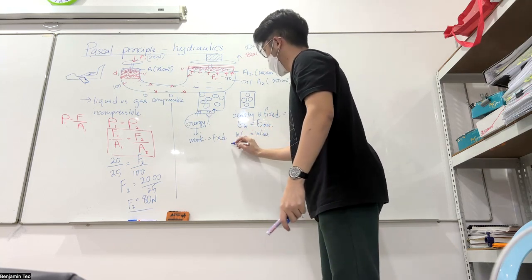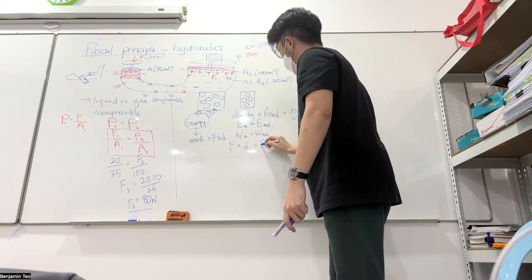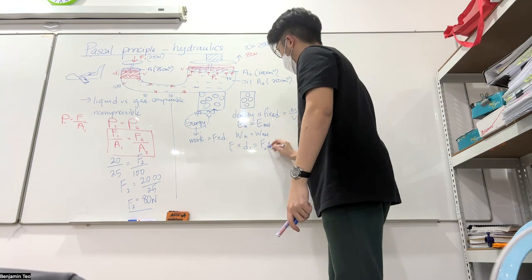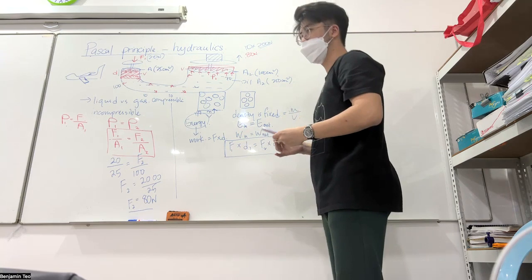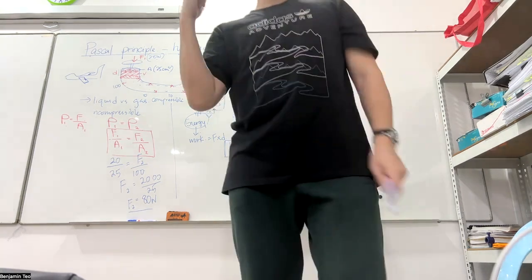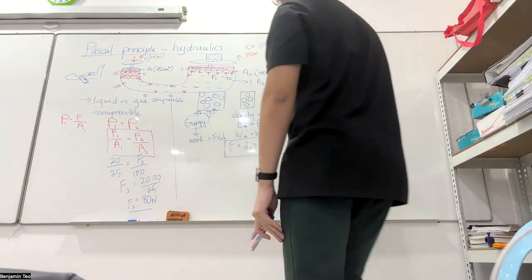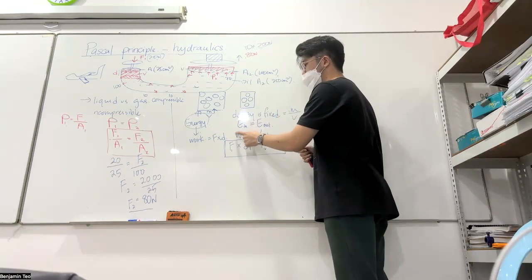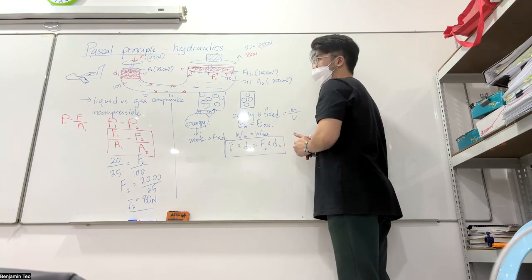Can we put this one in? Force times distance 1 equals force times distance 2. This one you get the second formula. There are only 2 formulas in this part. Okay? The energy you put in must be equal to the energy you get out of it.